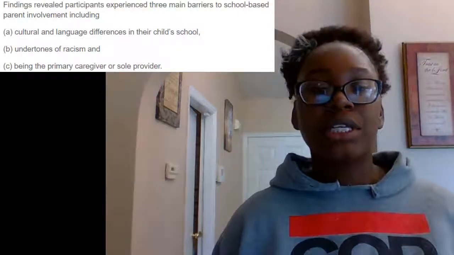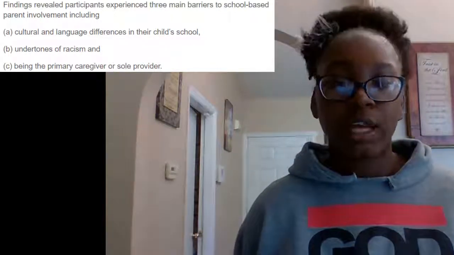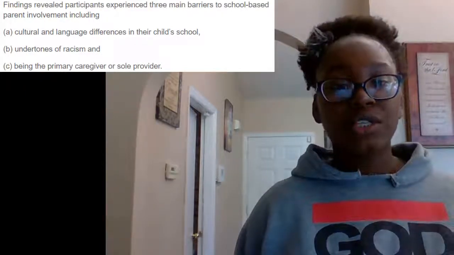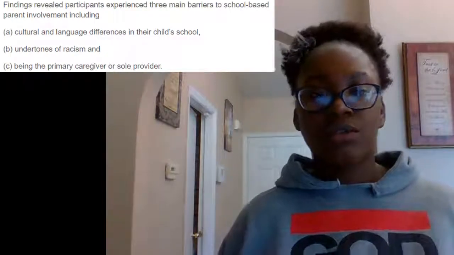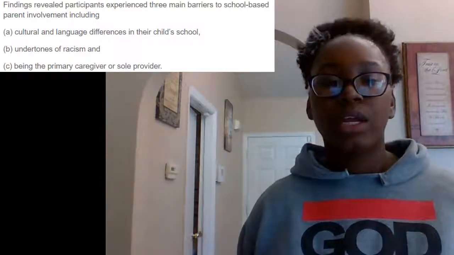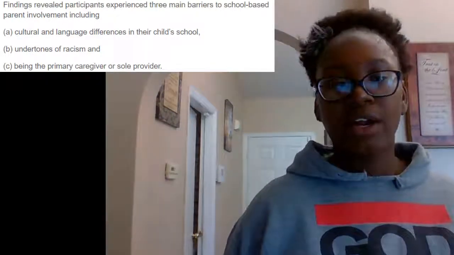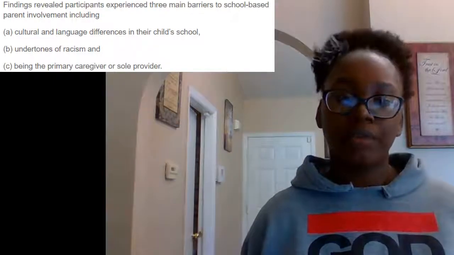Findings revealed that participants experienced three main barriers to school-based parent involvement, including number one, cultural and language differences in their child's school; number two, undertones of racism; and number three, being the primary caregiver or sole provider. So all three of those were barriers to school-based parent involvement.